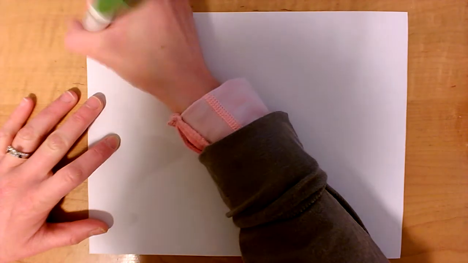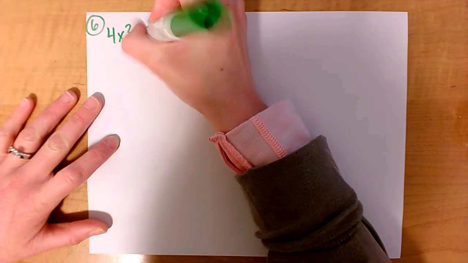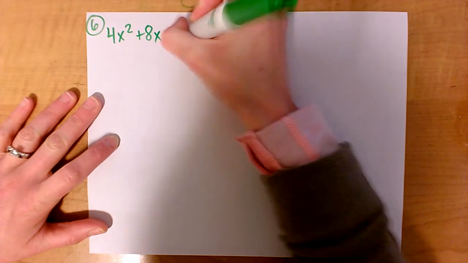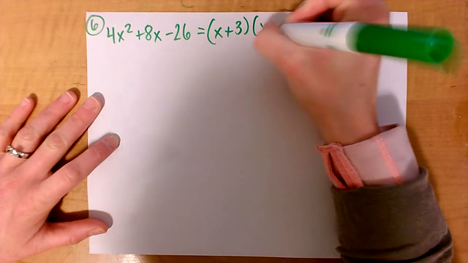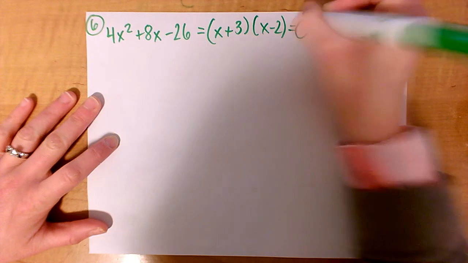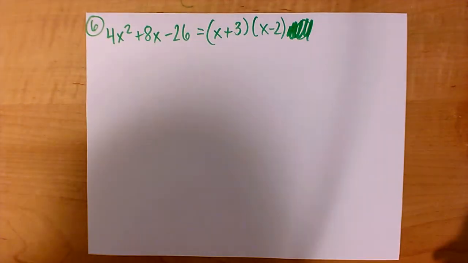Alright, number 6 has a lot going on, so we'll get a fresh piece of paper for this. So, for number 6, we have 4x squared plus 8x minus 26 equals x plus 3 times x minus 2, and I don't know why I wrote that. That was a mistake. Okay, so, first thing is we've got to get everything on one side, set equal to 0.